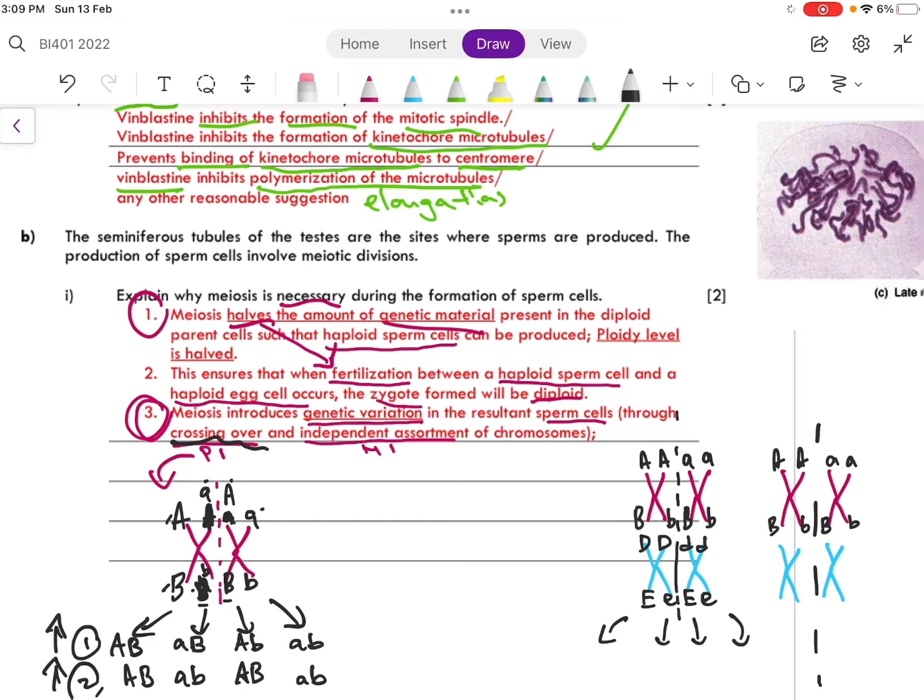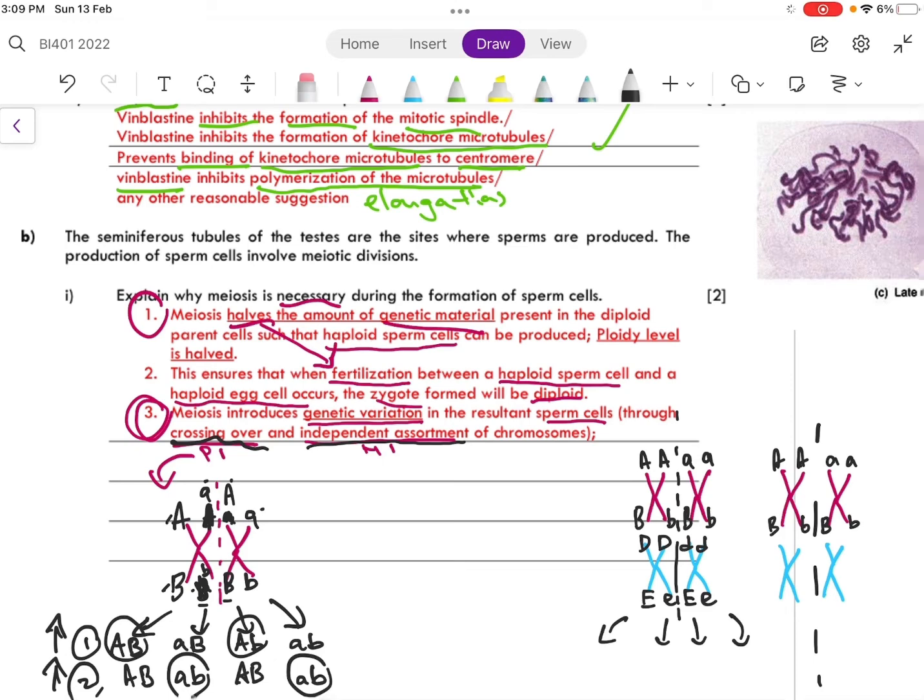This increases genetic variation. Now we have many different combinations of sperm cells, such that when it fuses with the egg, no two individuals will look alike. Okay, so crossing over increases genetic variation. Next, independent assortment. For those that read the textbook, they will have mentioned that this happens in metaphase 1.